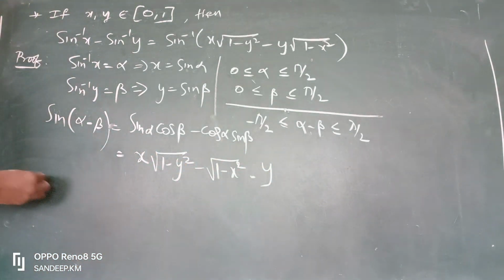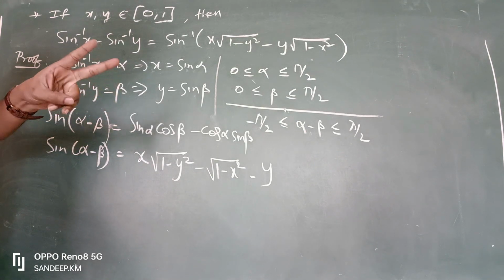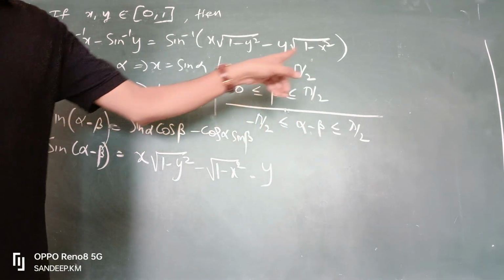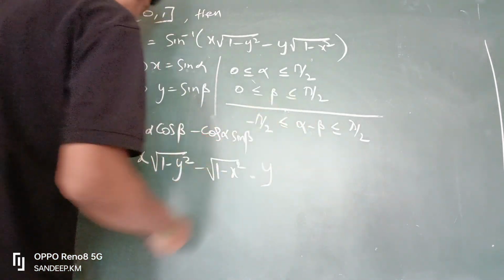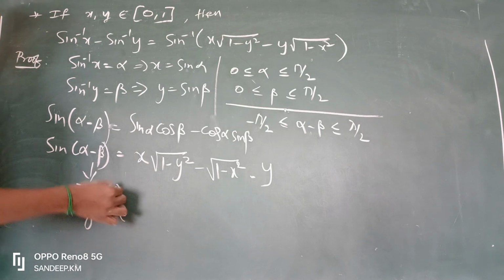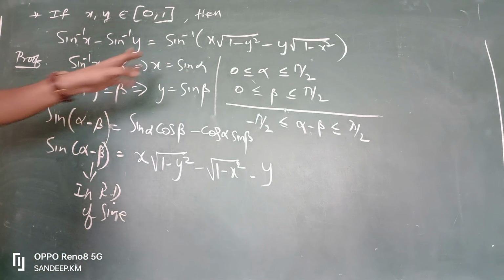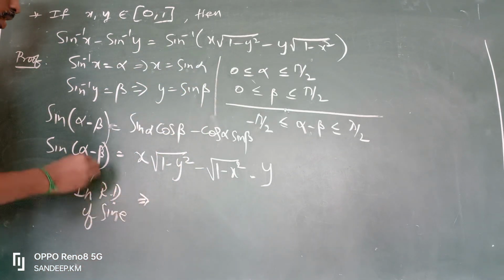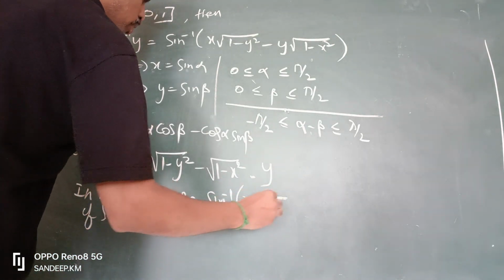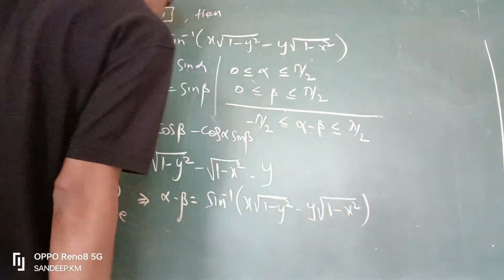Please observe one thing, dear students. In the previous formula we had two cases, but in this formula alpha minus beta is between minus 90 and plus 90. It is already in the restricted domain of sine function. So that's why we don't have any other cases. Sine is ready to fly to the right side. Then alpha minus beta is equal to sine inverse of x into root of 1 minus y square minus y into root of 1 minus x square.